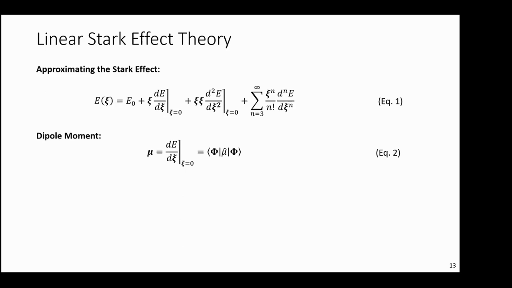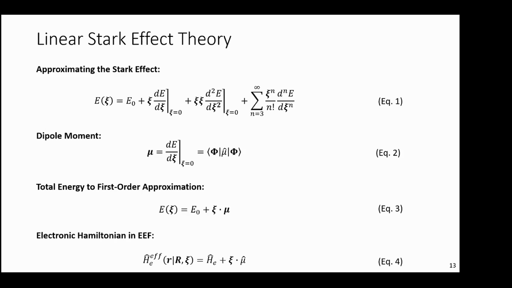The expectation value of the dipole moment is simply the right-hand side of equation 2 with the dipole moment operator sandwiched between the bra and ket for the electronic state. Now, if we truncate the Taylor series expansion of equation 1 after the first term, the total energy of the system perturbed by the external electric field to a first order approximation is given by equation 3 here. Recasting the equation in terms of a perturbed Hamiltonian yields equation 4.